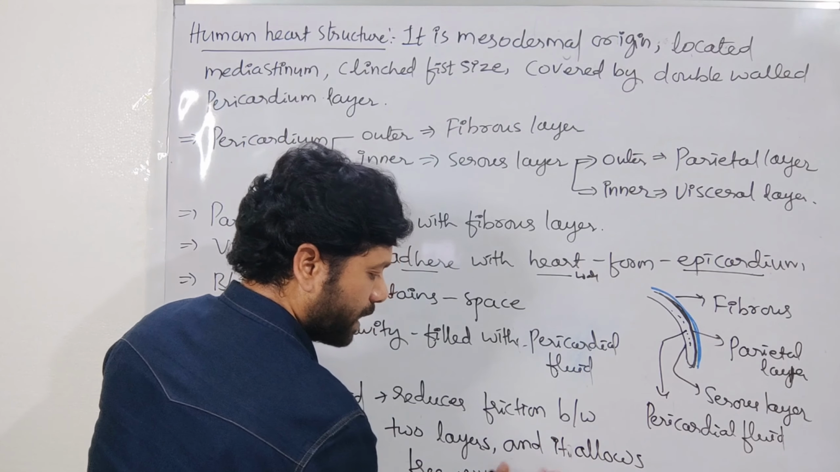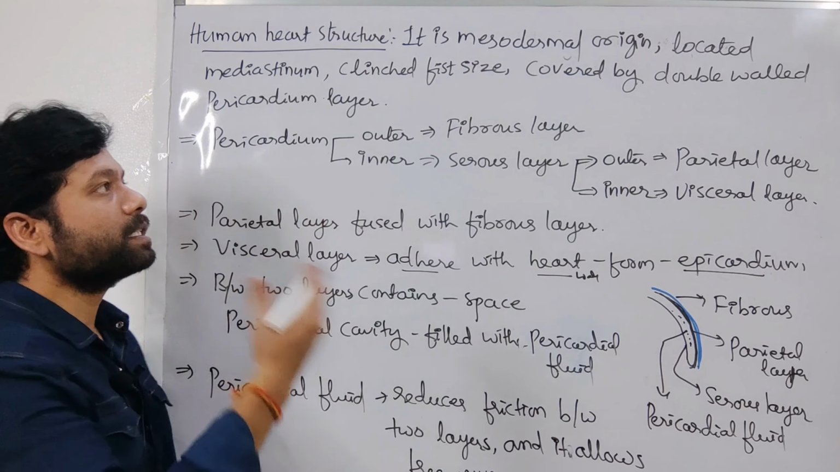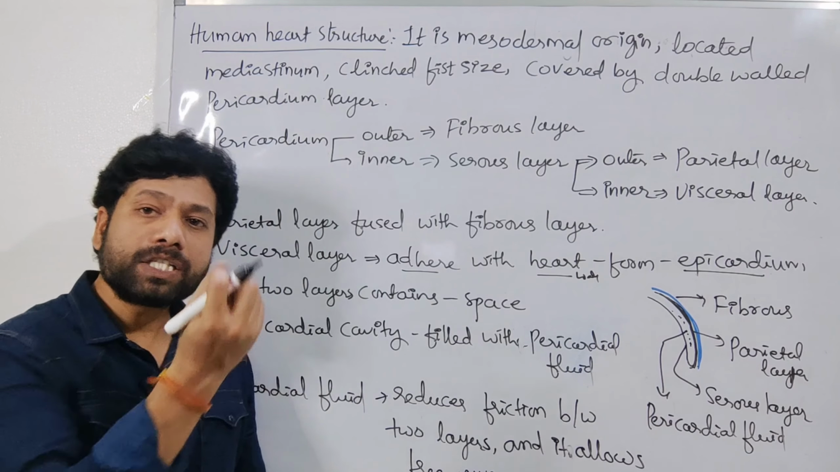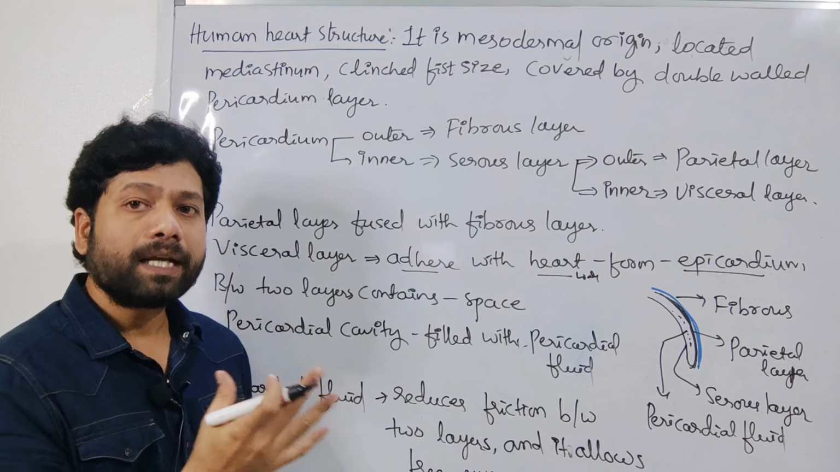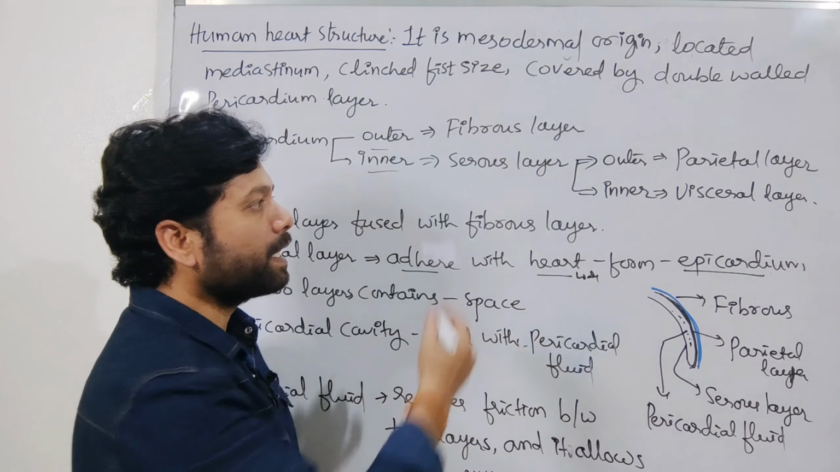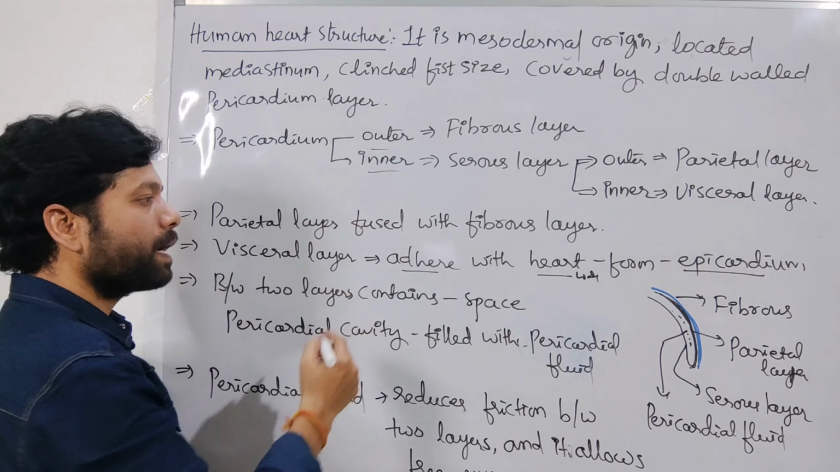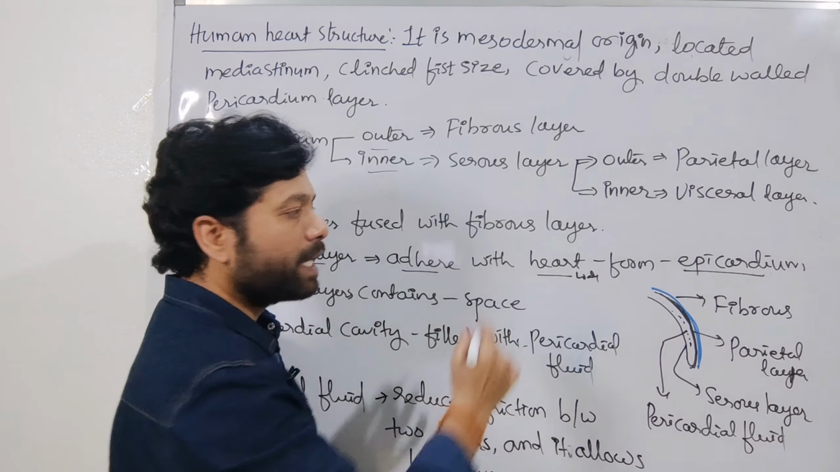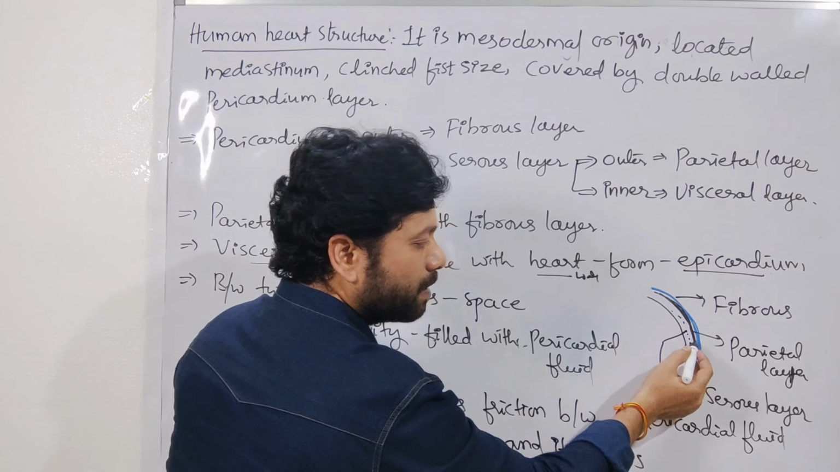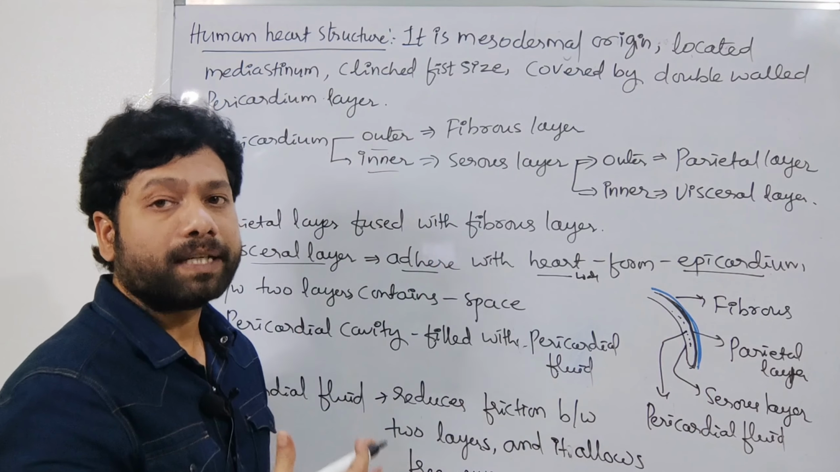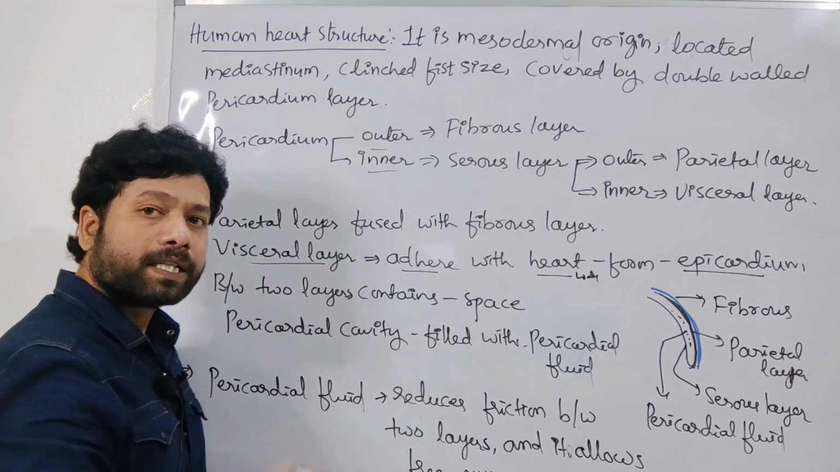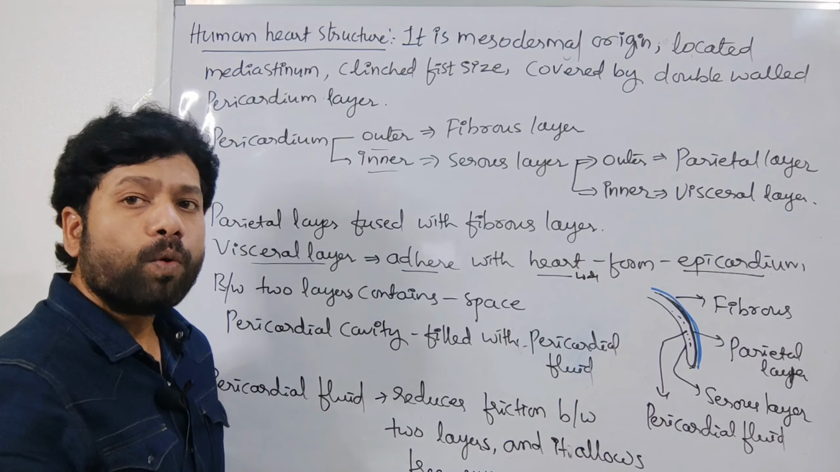Now, this is the external structure. It is of mesodermal origin, located in the mediastinum between the two lungs, clenched fist sized and covered by the double walled layer, the pericardium. The outer is the fibrous layer and the inner is the serous layer. The serous layer is also double, with the outer parietal and the inner visceral layer. The parietal layer is fused with the fibrous layer, and the visceral layer is attached to the heart wall and forms the epicardium. Between the two layers there is a cavity, the pericardial cavity, filled with pericardial fluid, which reduces friction between the two layers and allows free movement of the heart.